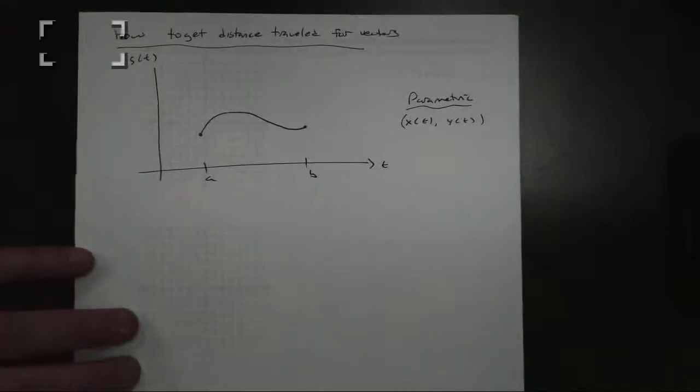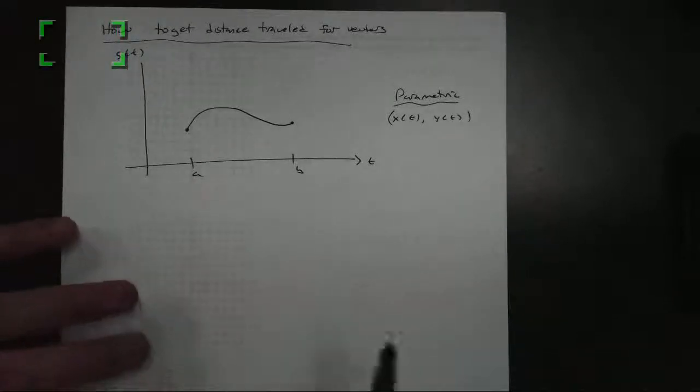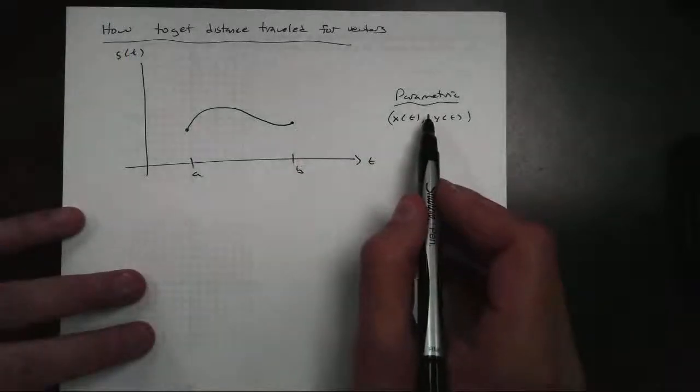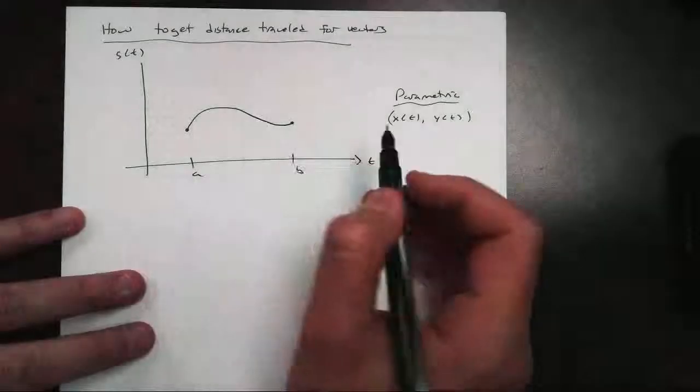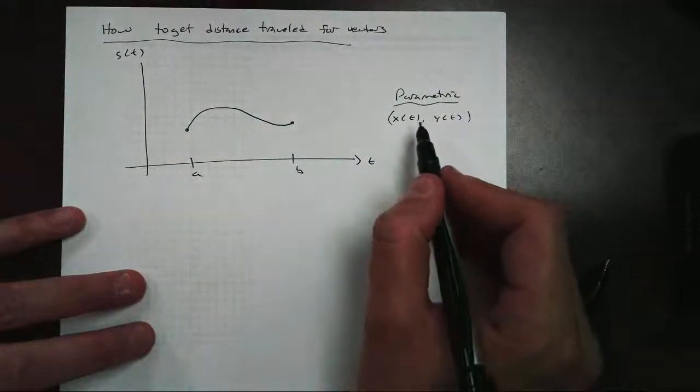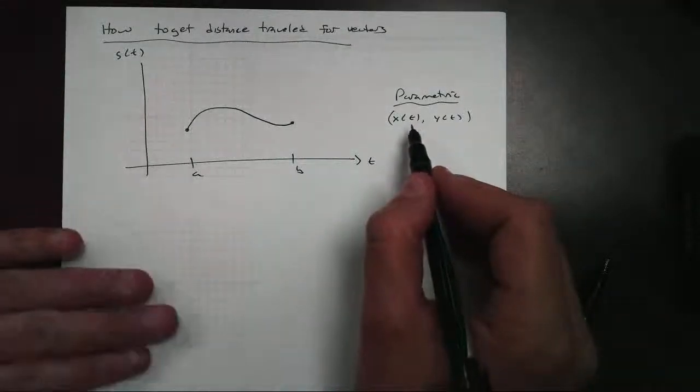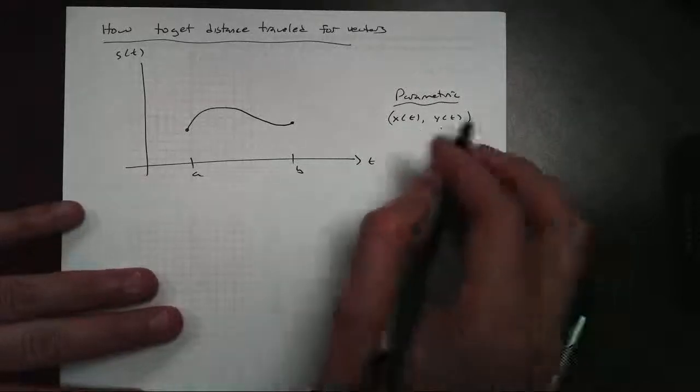Alright, today we're going to take a look at how we get distance traveled for vectors. And to do this, we're going to use parametric equations. What you may recall is nice about parametric equations is that they define a function in terms of the horizontal and the vertical component independently from each other.